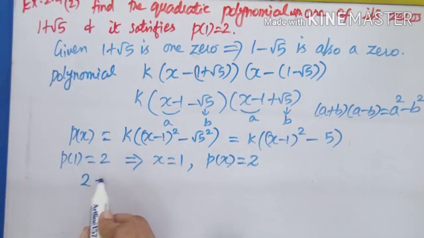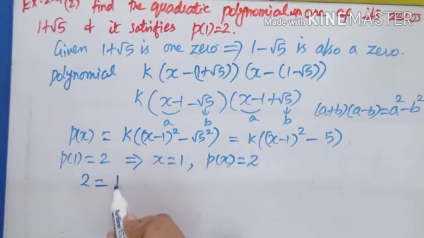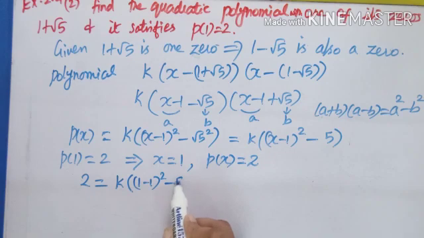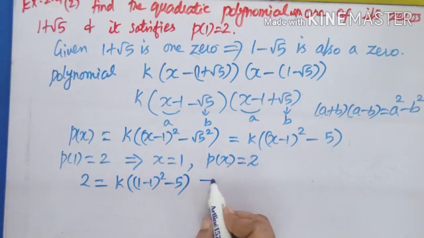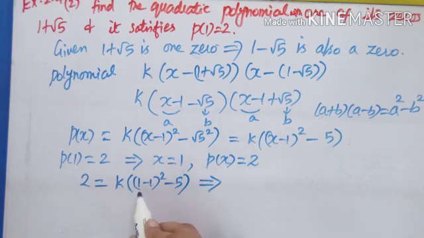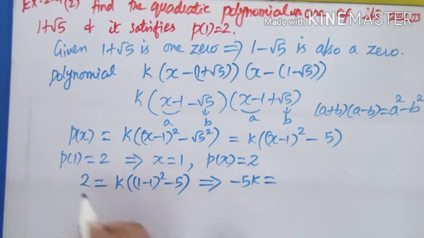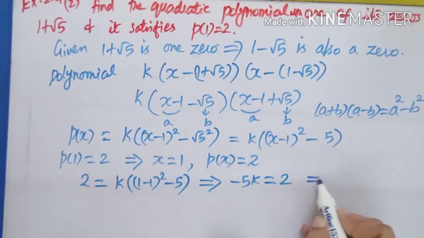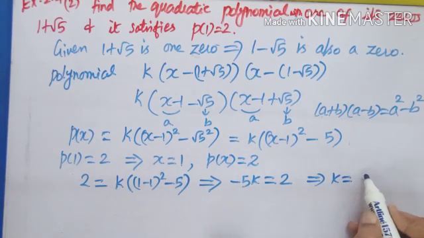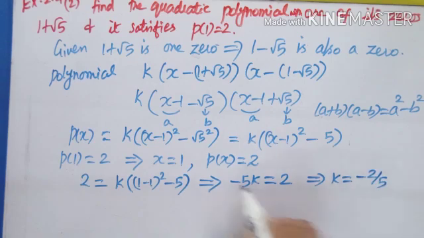So 2 equals, let me substitute here, k into 1 minus 1 the whole square minus 5. This implies 1 minus 1 is 0, 0 minus 5 is minus 5. So minus 5k equals 2. That implies k equals minus 2 by 5.